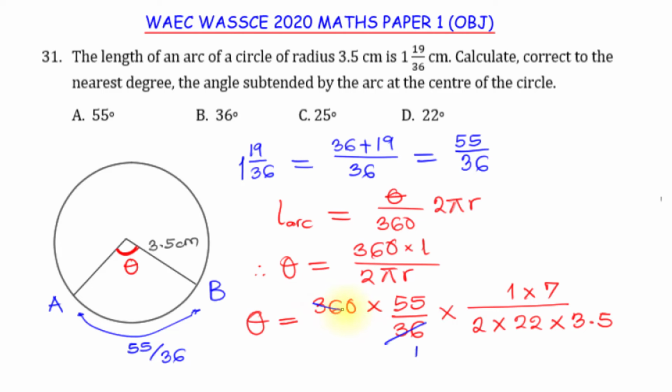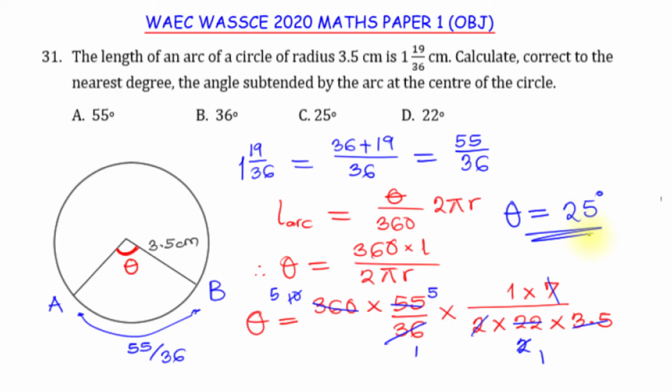36 in 360, 10. 2 and 3.5 will multiply to give 7. So we have 22, 55 and 10. 11 can go in 22, 2. 11 can go in 55, 5. 2 can go here 1. 2 can go in 10, 5. So theta that we're looking for is 5 times 5, and that will be 25 degrees.